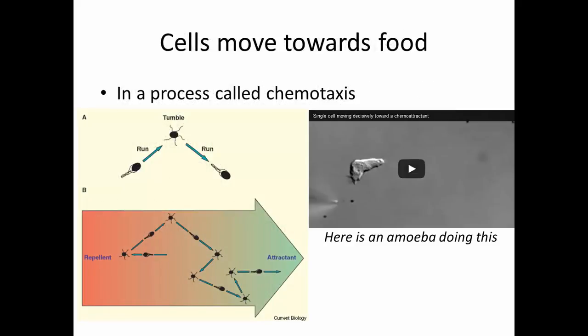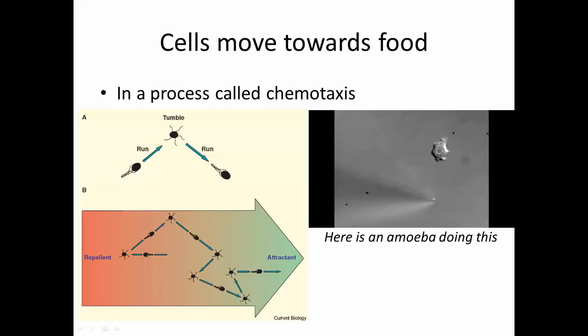Okay, so talking of nutrients, bacterial cells and other types of cells move towards food and also can move away from things that are what we call environmental insults or poisons or toxins. So this is called chemotaxis, where bacteria, yeast, amoebae will run towards a food source.